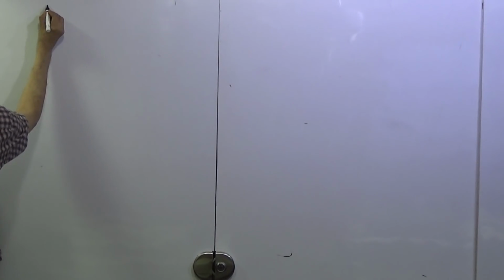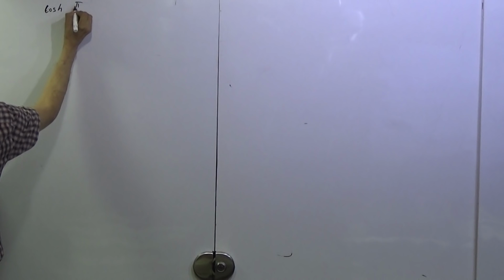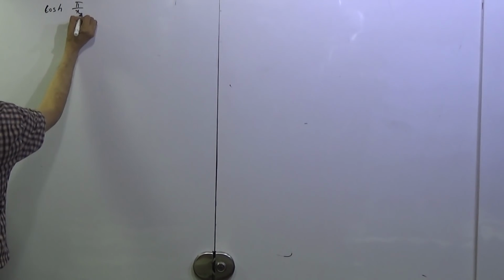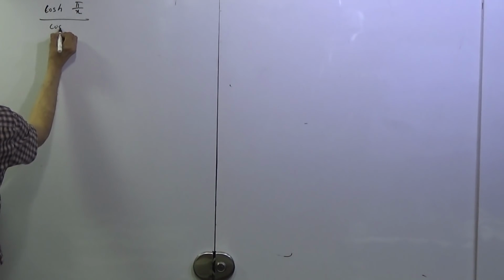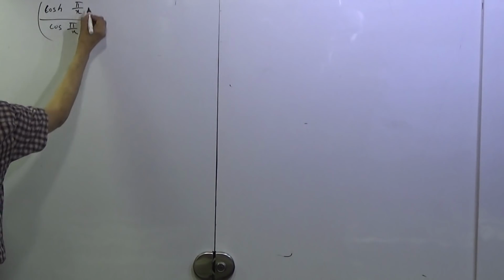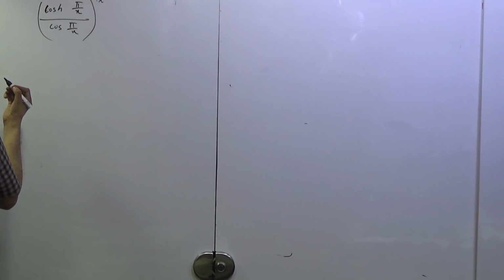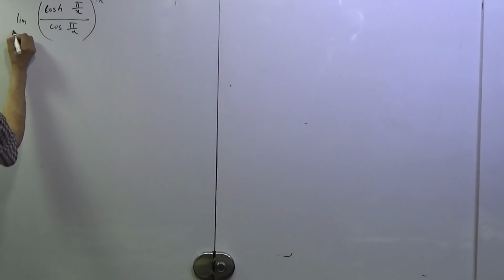This is the limit as x approaches infinity of cos hyperbolic (pi by x) upon cos (pi by x), raised to the power x square.